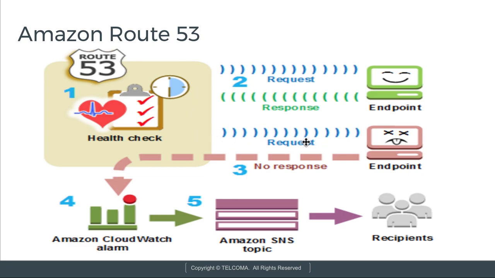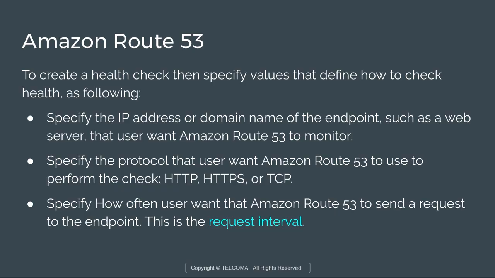If you are sending a request and getting no response from the endpoint, then in this case, number 3, we have an Amazon CloudWatch alarm. We need to receive a notification whenever it is not working properly. So we have an Amazon SNS topic, which forwards the notification to the various recipients. This is how health checks work in Amazon Route 53.